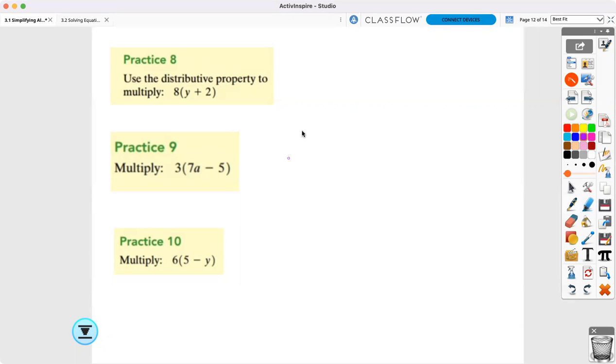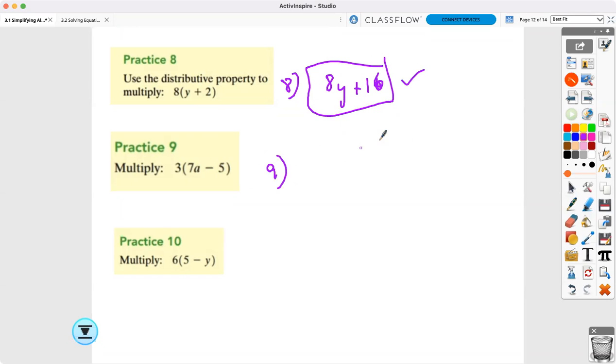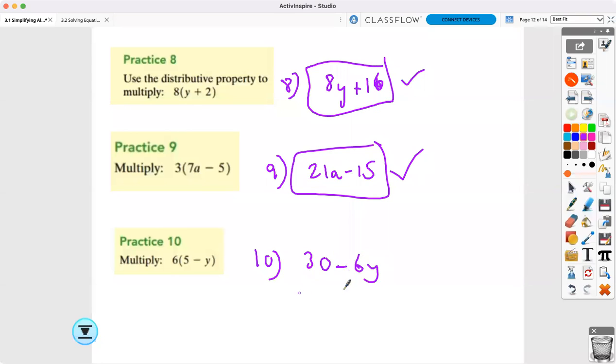All right, does anyone have any questions? Anyone want to show what they got for practice 8? 8y plus 16. Okay, good. Anyone agree or disagree with 8y plus 16? I agree. Good, that's correct. What did y'all get for practice 9? 21a minus 15. Anyone agree or disagree? Agree. That is correct. What about practice 10? 30 minus 6y. Anyone agree or disagree with this? Agree. And you are correct.